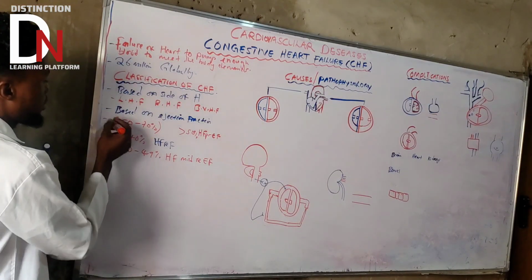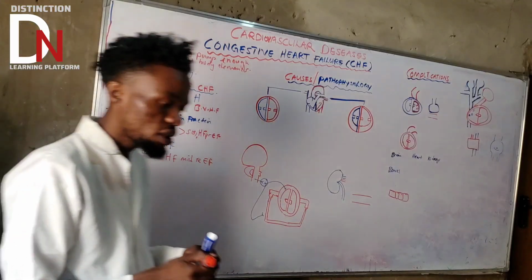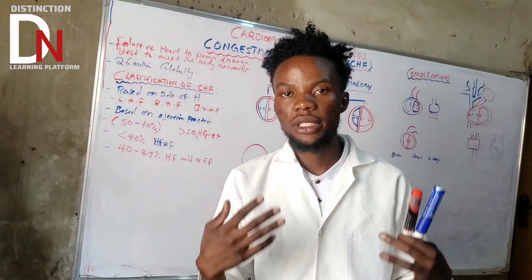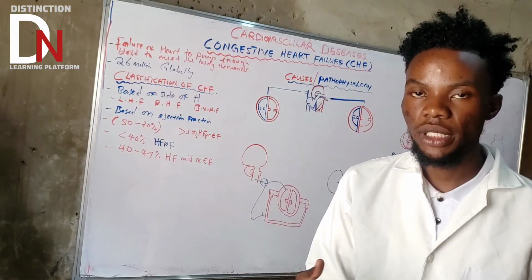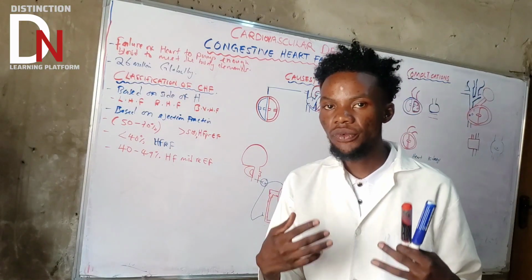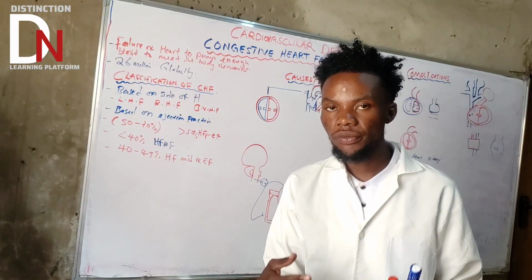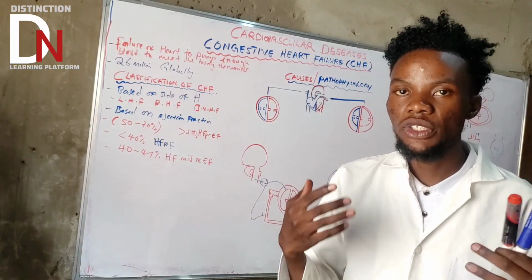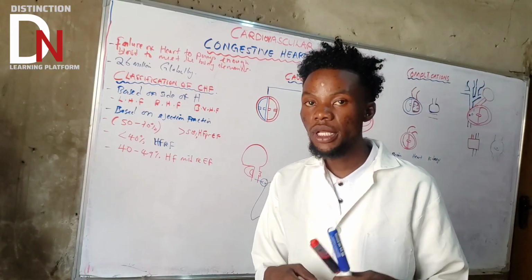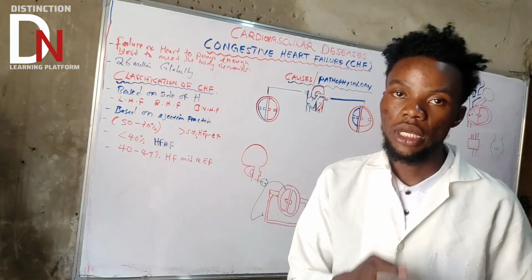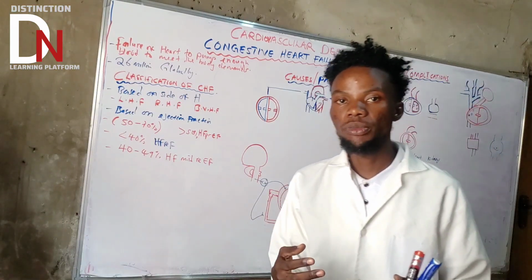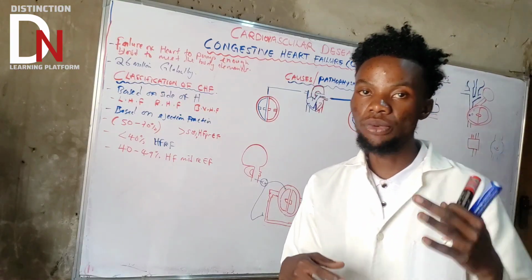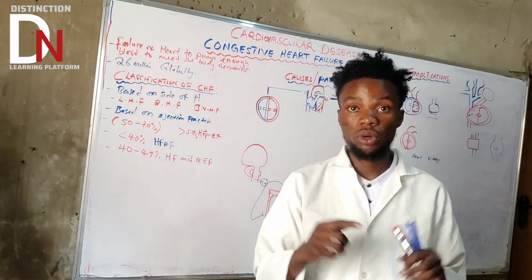There are three classifications based on ejection fraction. Less than 40% is heart failure with reduced ejection fraction. What about 40 to 49? That is heart failure with mildly reduced ejection fraction. What about greater than 50? Greater than 50% is heart failure with preserved ejection fraction. Boom, boom. That is very, very simple to understand.